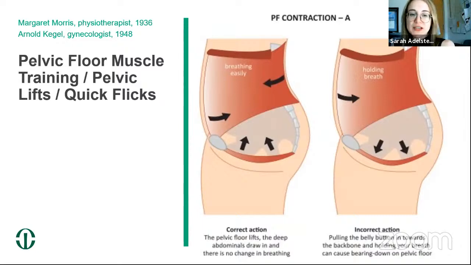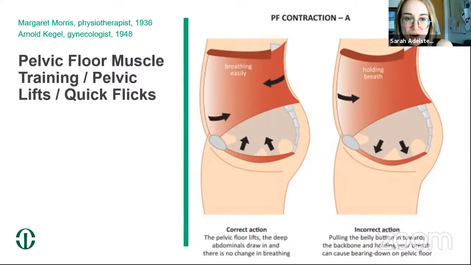So pelvic floor muscle training. We all know about Kegels. We've heard of Kegels. Kegels are really a strengthening exercise, and I'll talk about them more a little bit later. But that same pelvic floor muscle contraction can be used to treat overactive bladder. Now, Margaret Morris was a physiotherapist in the 30s, okay, who first described these pelvic floor contractions. And over 10 years later, an American gynecologist, Dr. Kegel, widely published these. And so I always like to give a little dig that it was actually invented by a woman, but popularized by a man, okay?